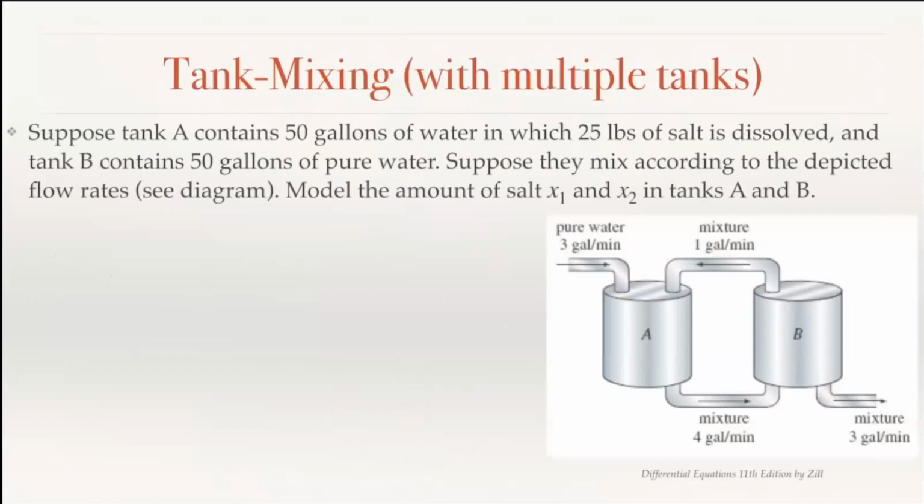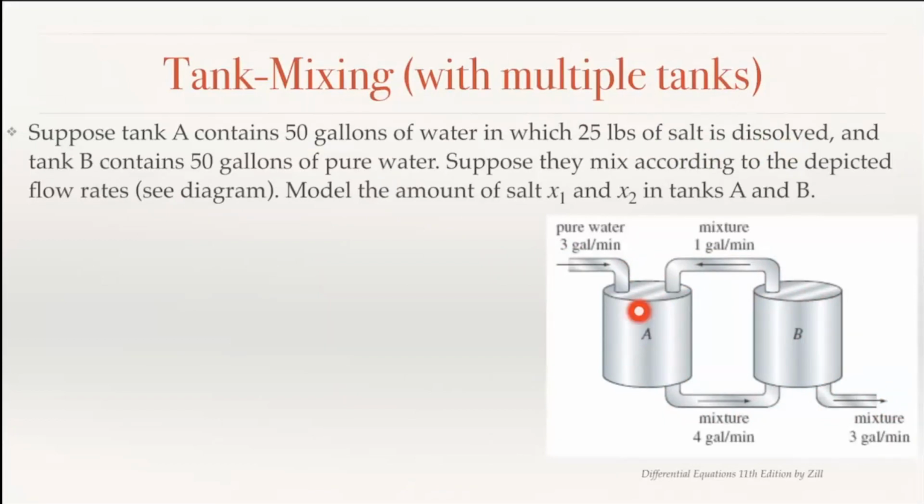All right, and another type of scenario where we'll have a system of differential equations is tank mixing, but with two tanks. So suppose that tank A contains 50 gallons of water, in which 25 pounds of salt are dissolved, and tank B contains 50 gallons of pure water. And suppose that they mix according to the depicted flow rates, 4 gallons a minute from A to B, 1 gallon a minute from B to A, 3 gallons a minute flowing out of B, and 3 gallons a minute of fresh water flowing into A. Model the amount of salt x1 and x2 in tanks A and B respectively.